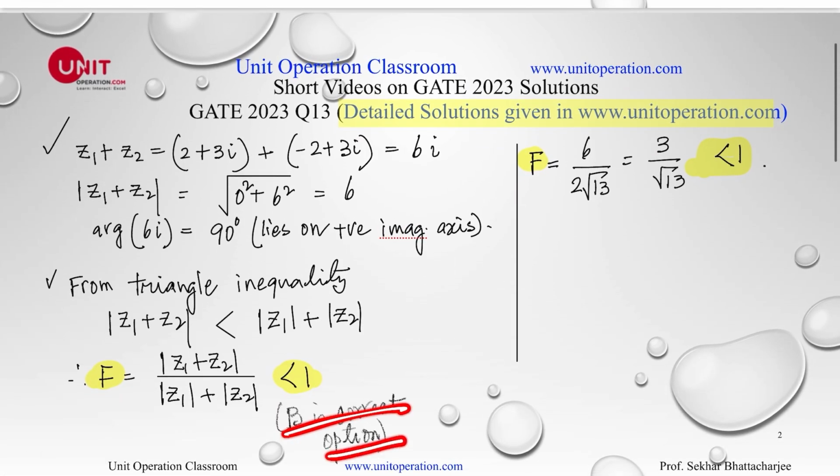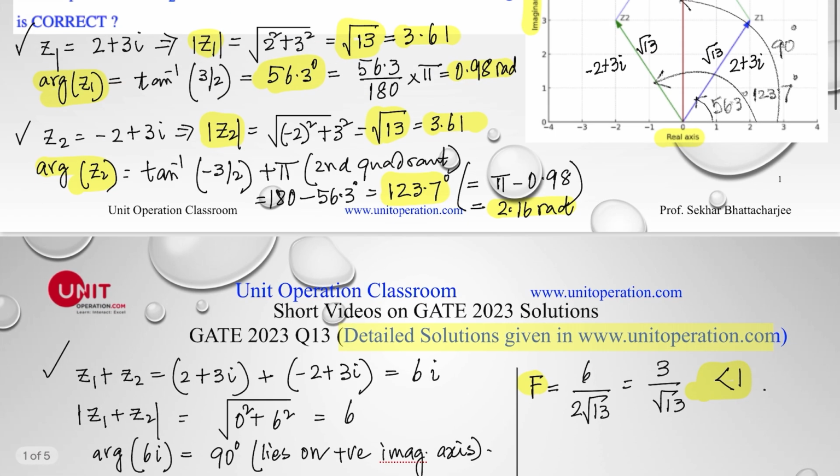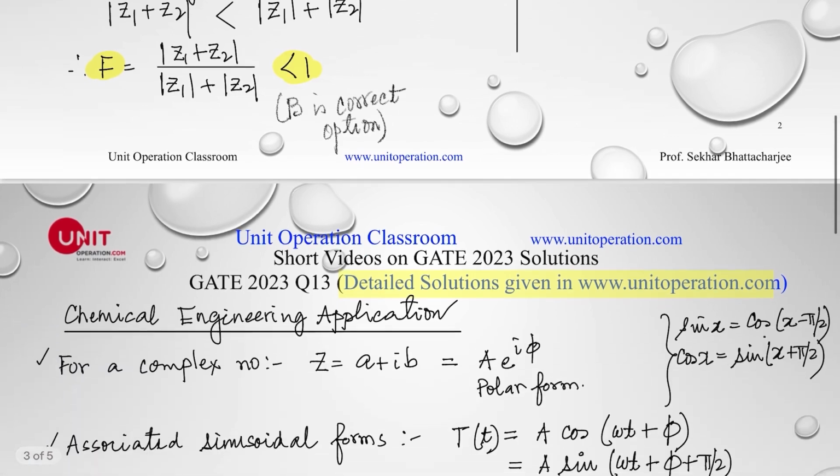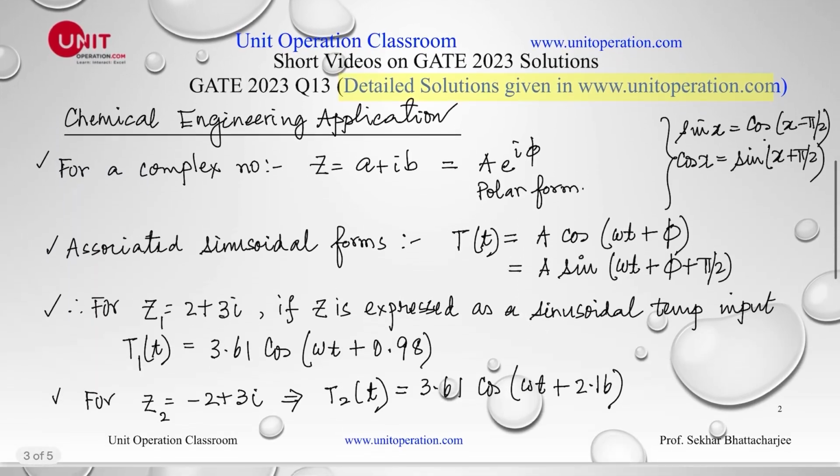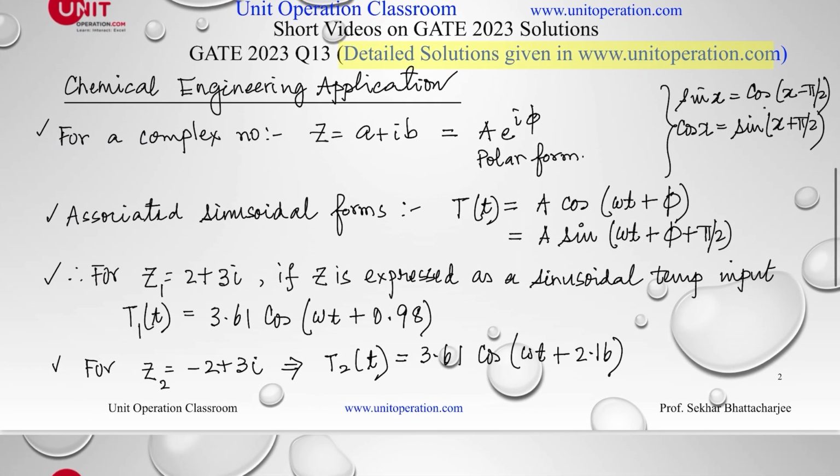So as we said, B is the correct option, and the F value is of course 6 over this square root of 13 plus square root of 13. So 2 over 13, so this is less than 1. So this is a very simple answer. I just want to show the chemical engineering application of this one.